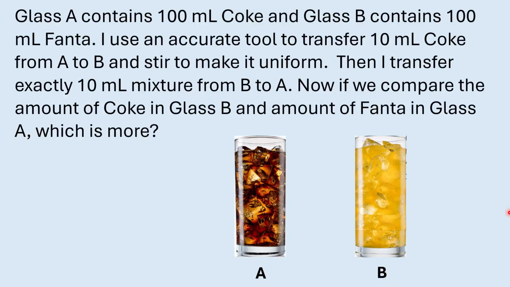Firstly, I use an accurate tool to transfer 10 ml of Coke from glass A to B, and I promise to be careful without any spillage. After that, I stir the glass B to make it uniform. Then, in the second step, I transfer exactly 10 ml of mixture from glass B back to A.